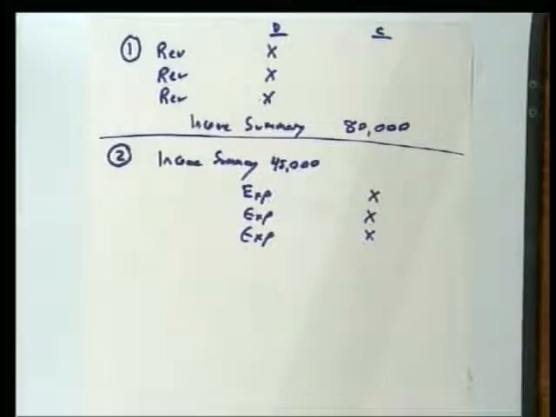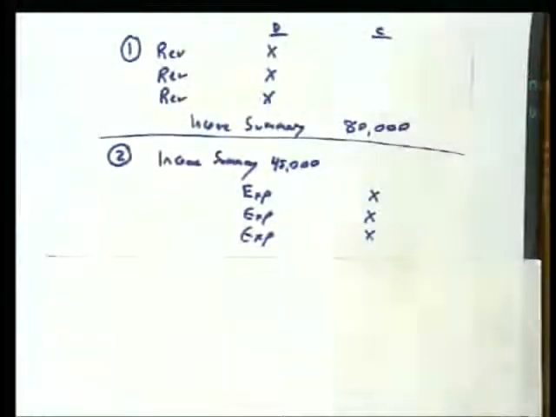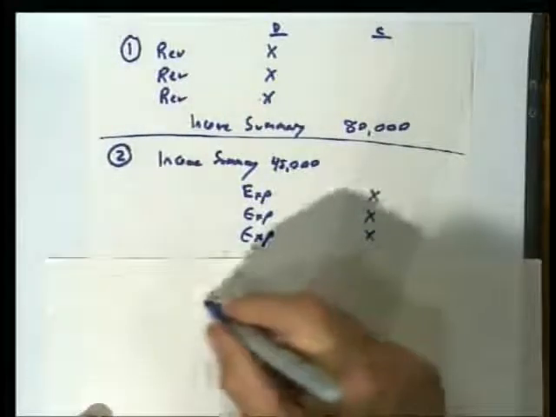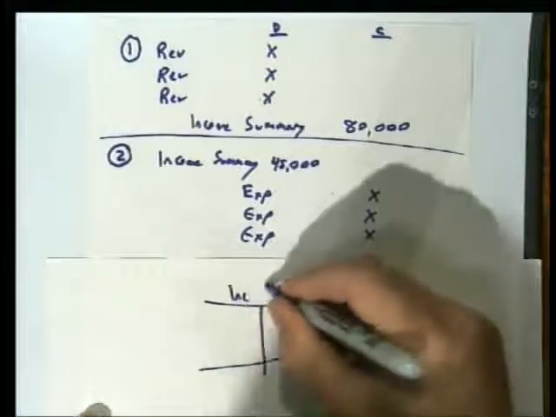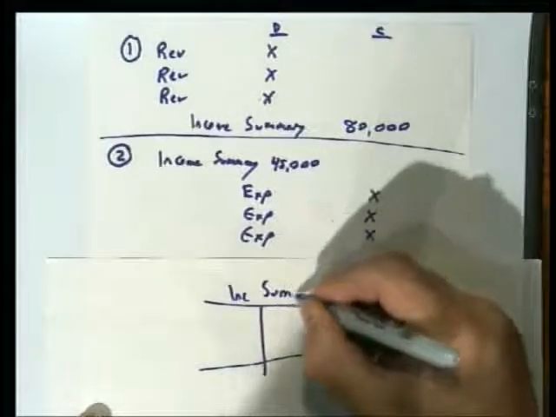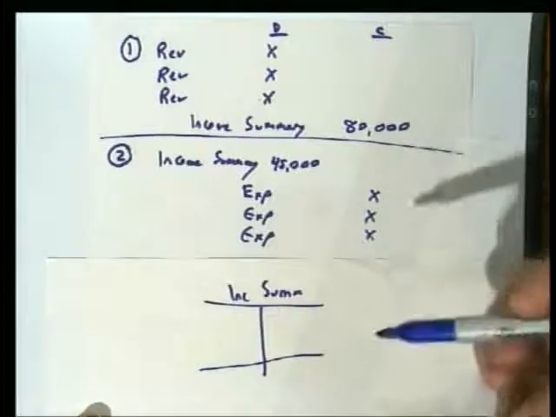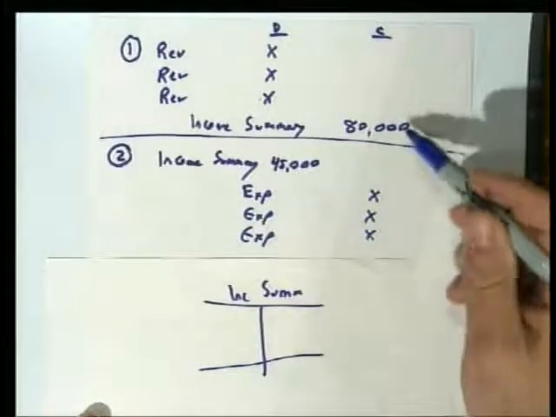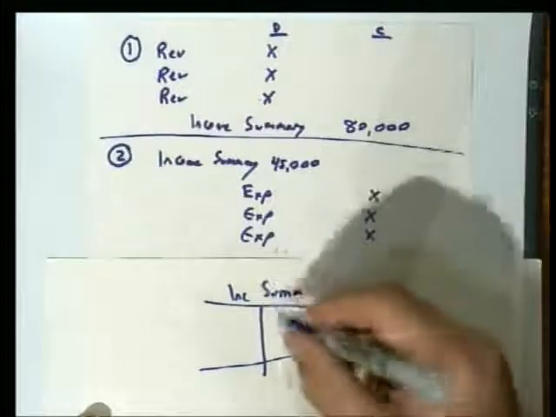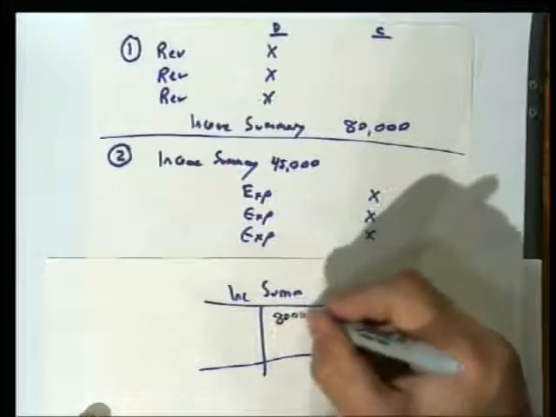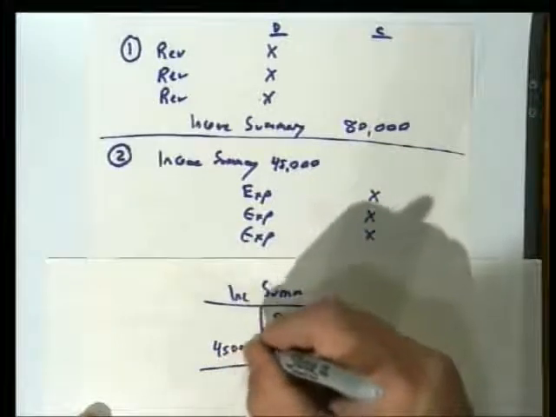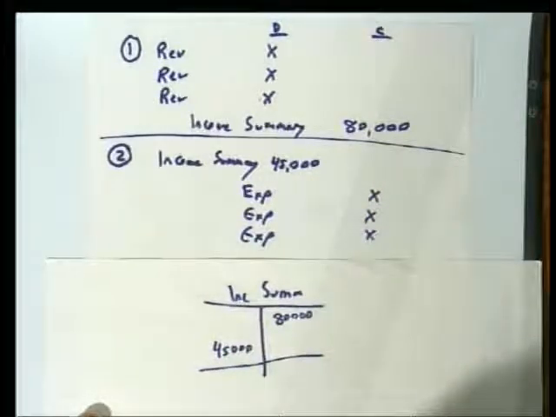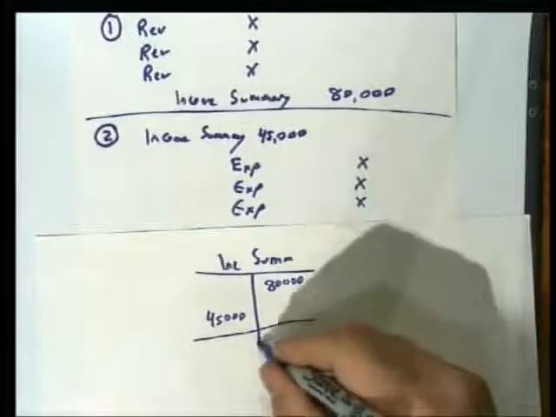So here's how you do the third closing entry. You need to, first of all, do a T account for income summary. Now, income summary is a temporary account. It starts with a zero balance. Here we credited it for $80,000, correct? Here we debited it for $45,000. What's the balance of income summary? 35,000 credit balance, correct?